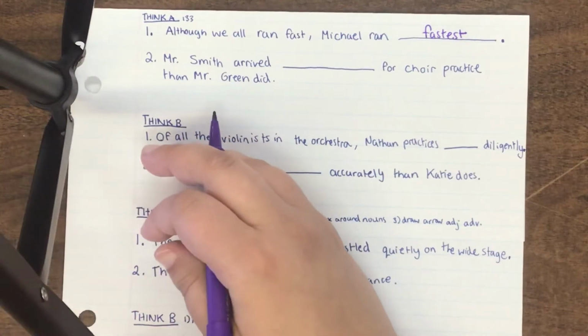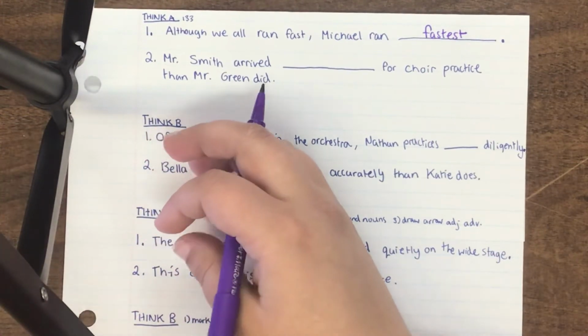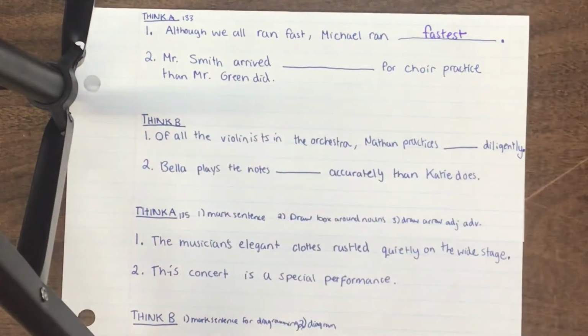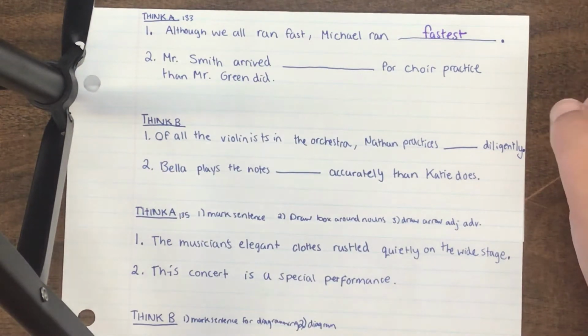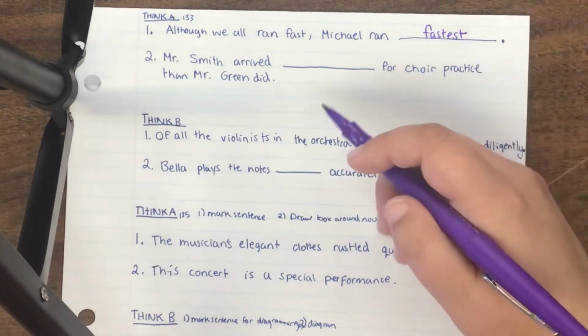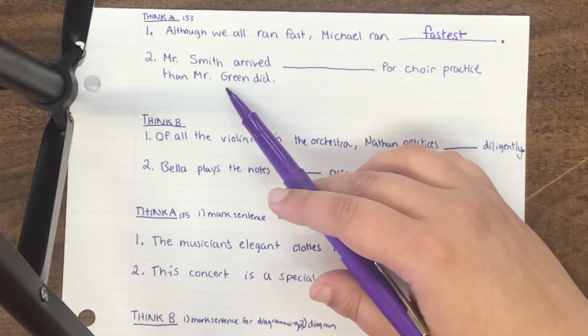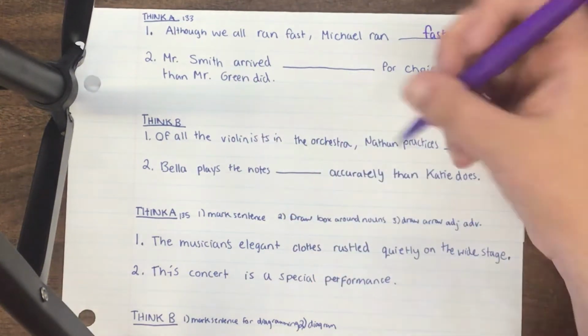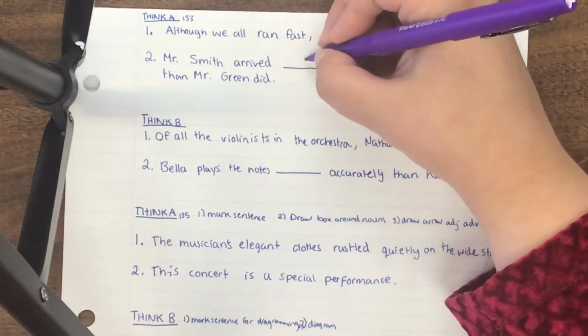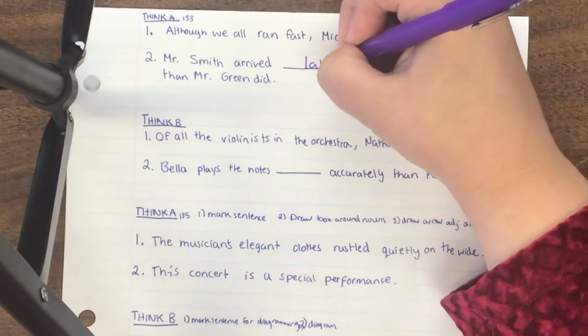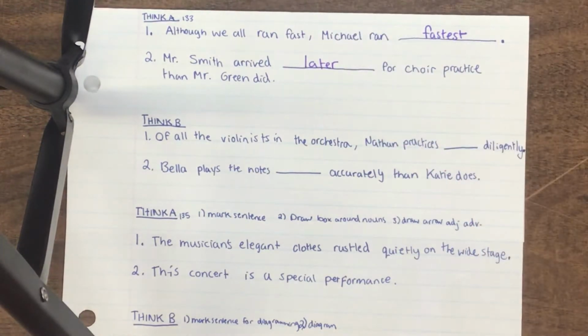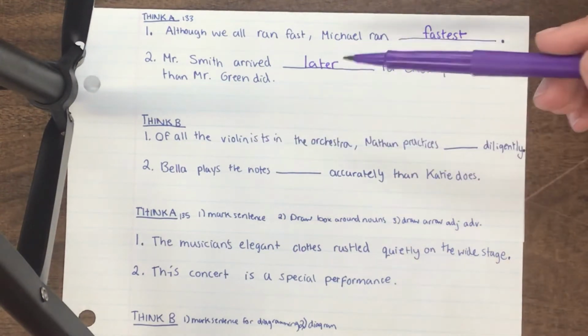What about number 2? Mr. Smith arrived for choir practice later or latest than Mr. Green did. Well, we're comparing Mr. Smith's arrival to Mr. Green's arrival. That's only one other person. So in that case, I'm going to use ER, later, just like that. So that's the difference. We can do the same thing when we're using the more and the most in our sentences as well. Look at Think B with me.